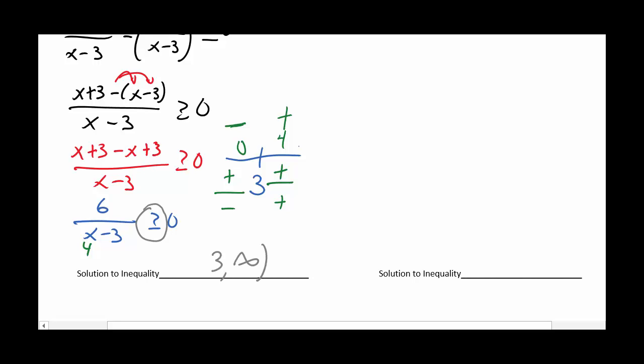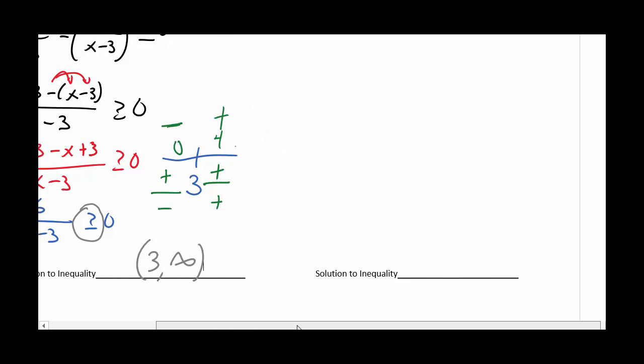The question I want you to think about for a second, that I'm about to answer, is: should I put a bracket or a parenthesis, and why? Remember, with rational inequalities, I cannot bracket anything that's found from the denominator. Where did I get the 3 from? I got it from the denominator. So even though the symbol says to put a bracket, I can't. I have to put a parenthesis on that because I cannot include the number 3. It's outside the domain of this particular function.